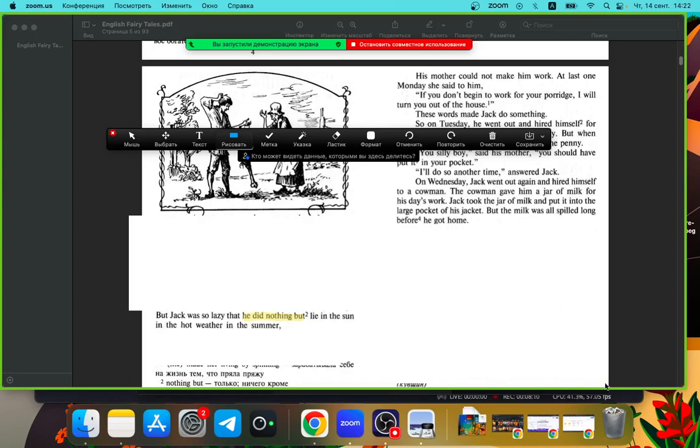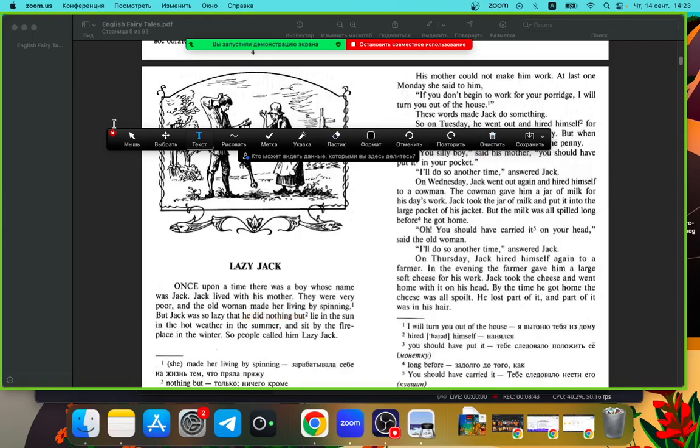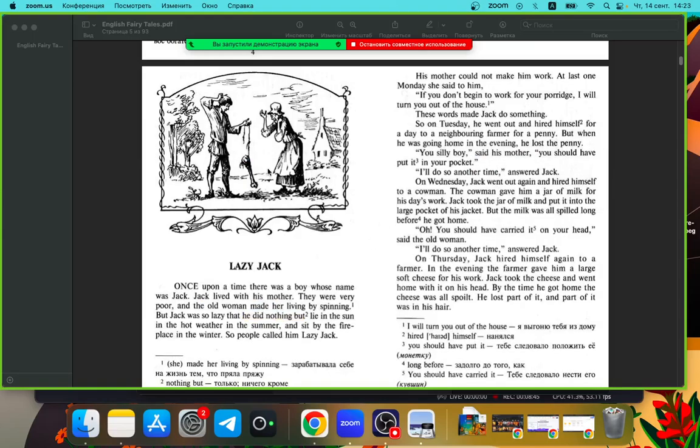For example, you can say that during my holidays, I did nothing but went to work. Or I usually do nothing during my holidays. I do nothing by staying in bed and watching some videos. You put it in the storytelling. Yeah, it's number 7, storytelling. That is the part of the treasure chest where you put it. Jack was so lazy that he did nothing but lie in the sun in the hot weather in summer. As far as I remember, we all wrote down, yes, silly boy, foolish boy.